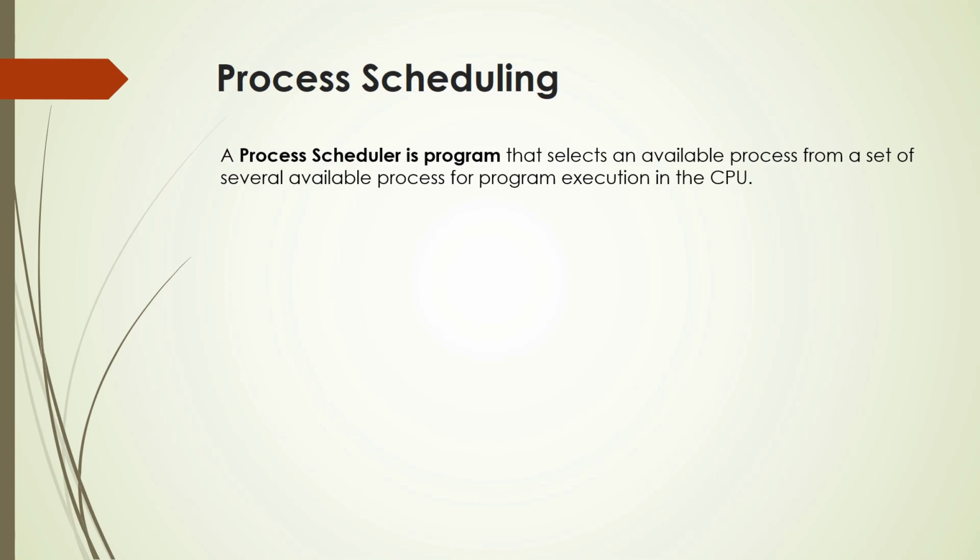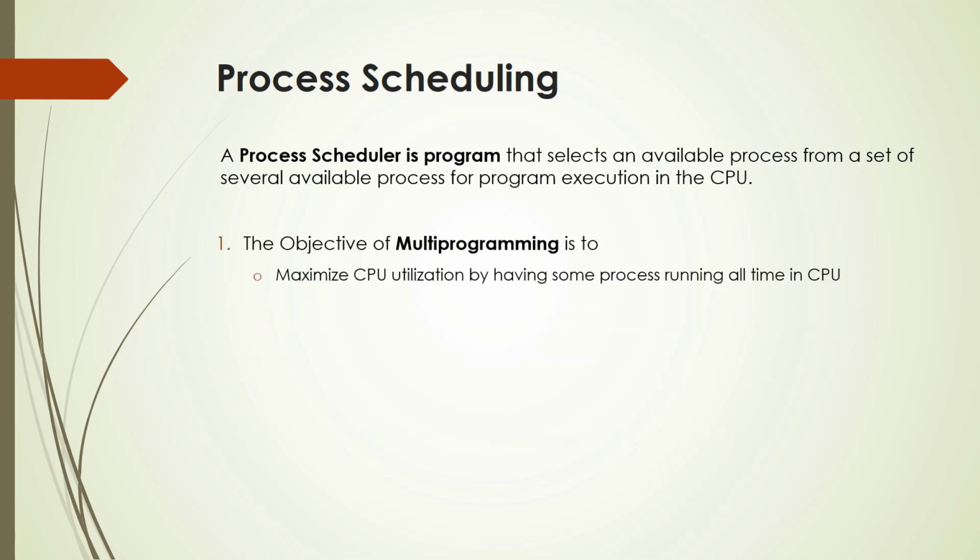Now, why is process scheduling required? Process scheduling is required because of multiprogramming, so that CPU utilization is at its maximum, that is, the CPU is always busy. That is why we need process scheduling, because the CPU will be switching from one process to another. While one process is busy in input output, the CPU will be executing another process.